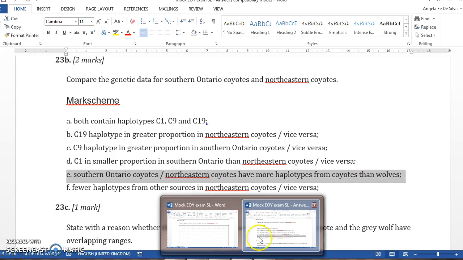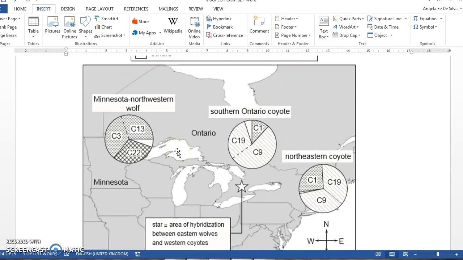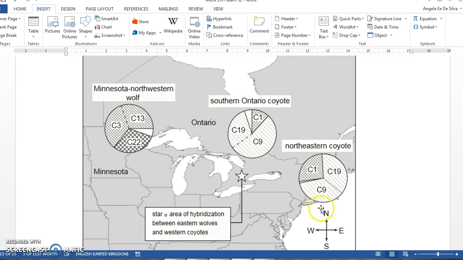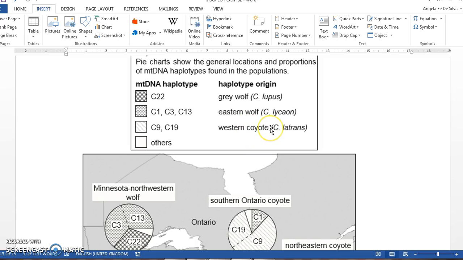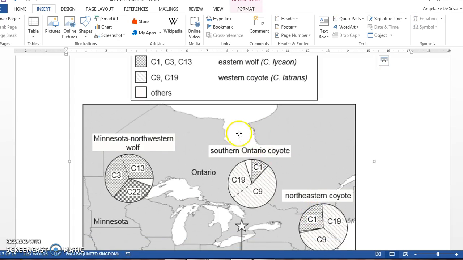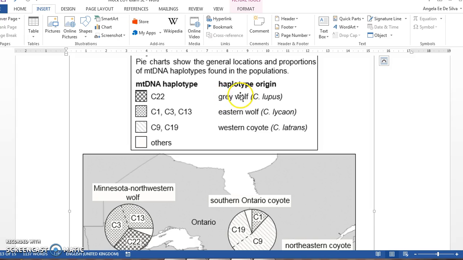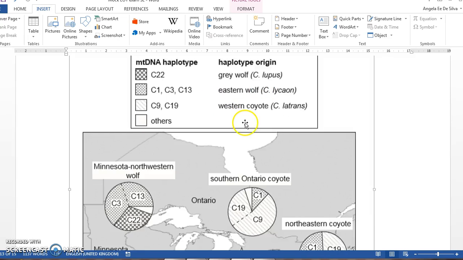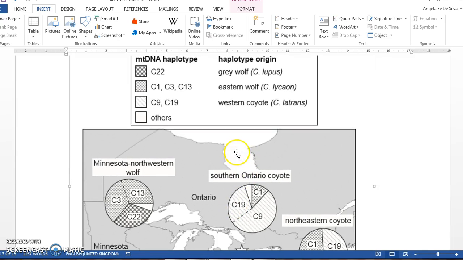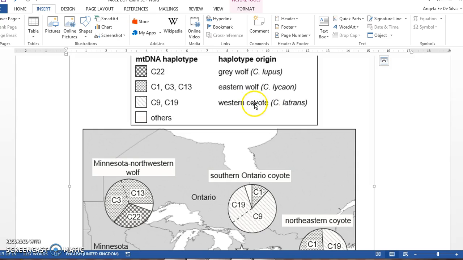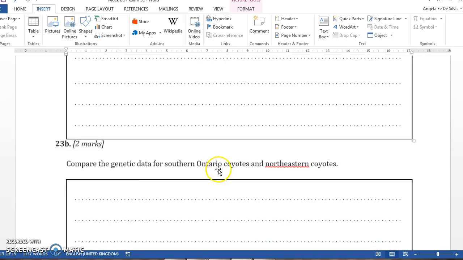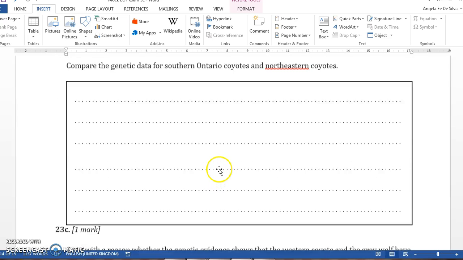So that would be a similarity actually, if you look at it. Here, C19 and C9, if you noticed, both of them come from a Western coyote. And if you look at C1, they come from the gray wolf. So what certain students may notice is that they have a larger proportion of mitochondrial DNA haplotypes that come from coyotes and less that come from wolves, and that would be a similarity. And if you have stated that, then that's good.